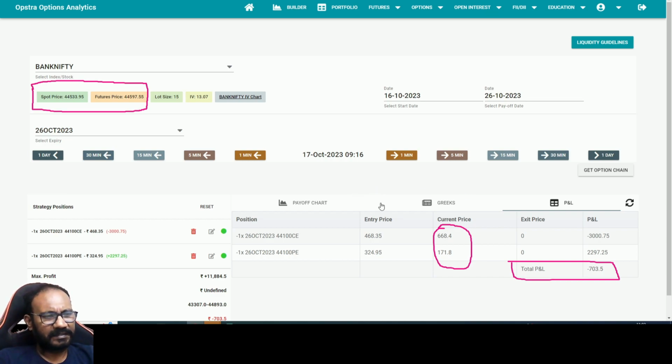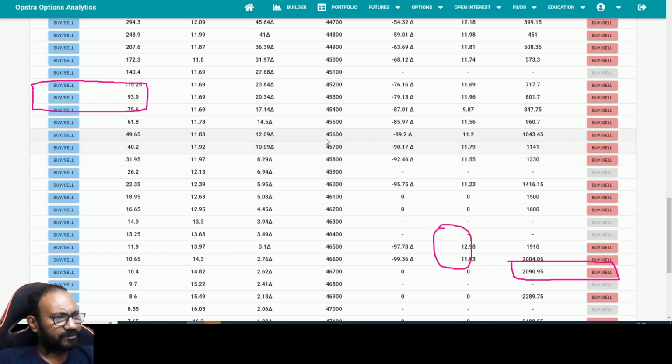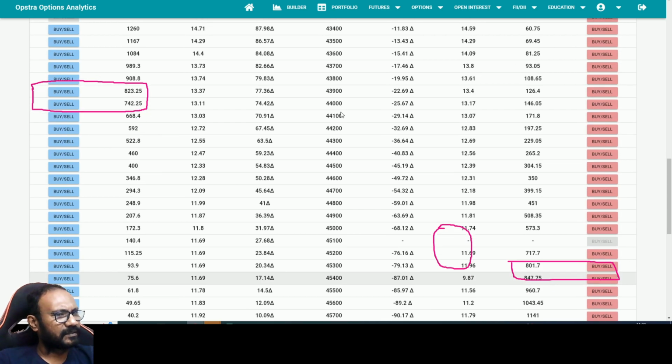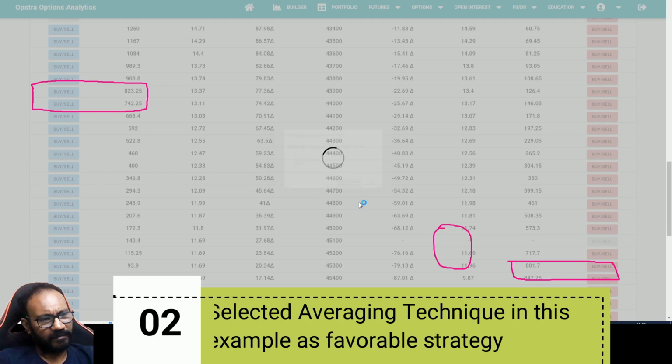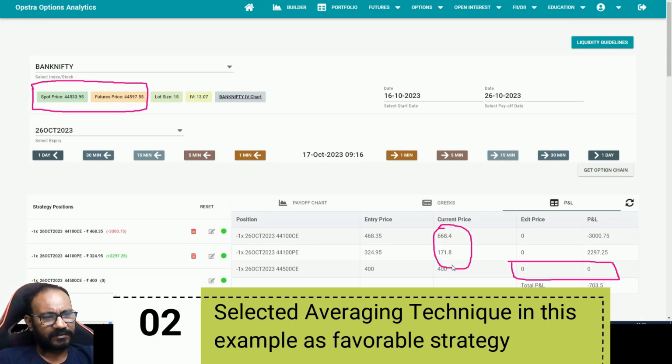So, typically, one of the things people would do is, if they sense that there is some strong resistance at 44,500 and the market would come down, then looking at the gap, they would start writing more call options because the call is inflated. So let's say at this point the market is trading at 44,500, and this is trading around 400 rupees. I think it is a good place to add a position. Let's say this is something that I have added.